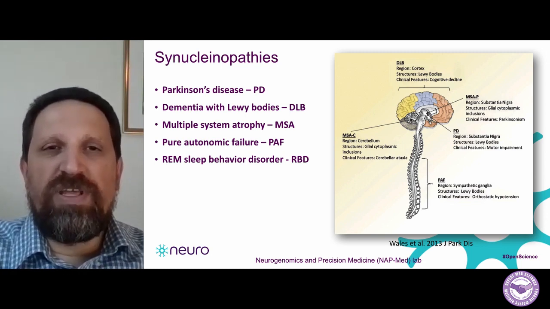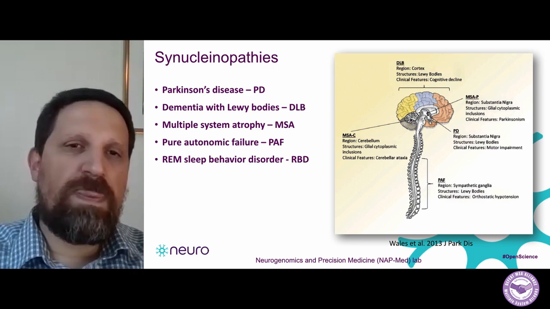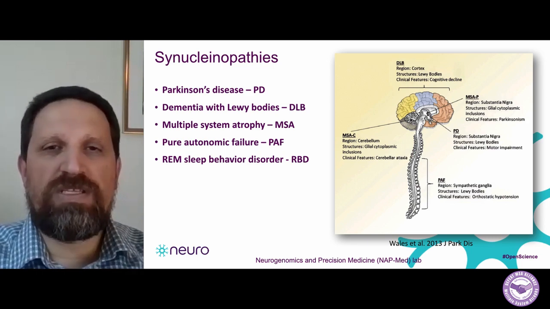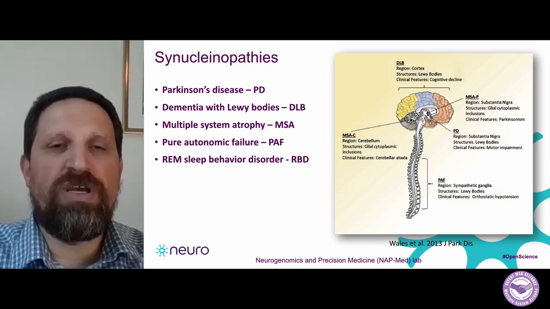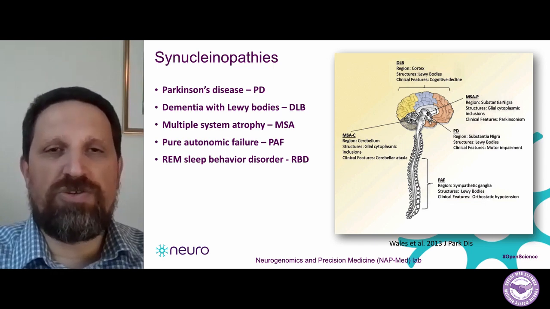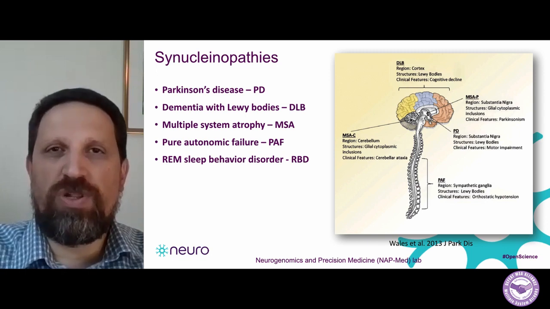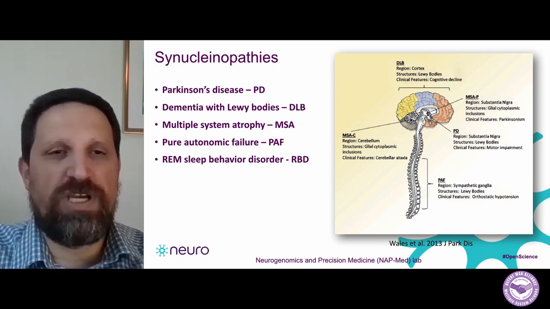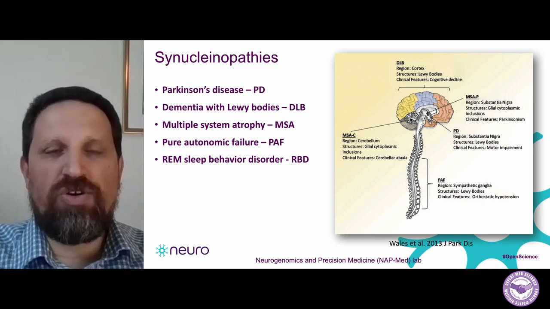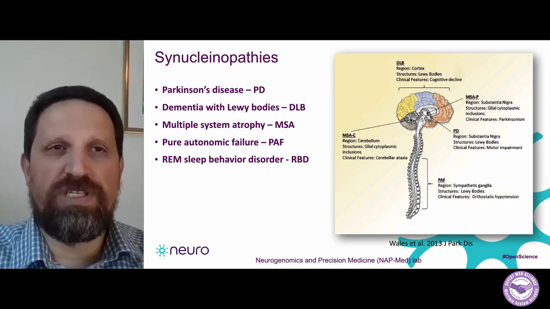RBD is slightly different than the rest in the sense that it's not an entity on its own. It's what we call a prodromal condition. People who have this sleep disorder, later on, they go on and develop Parkinson's disease, dementia with Lewy bodies, or multiple system atrophy in most cases. I will talk about RBD in the last part of the presentation.